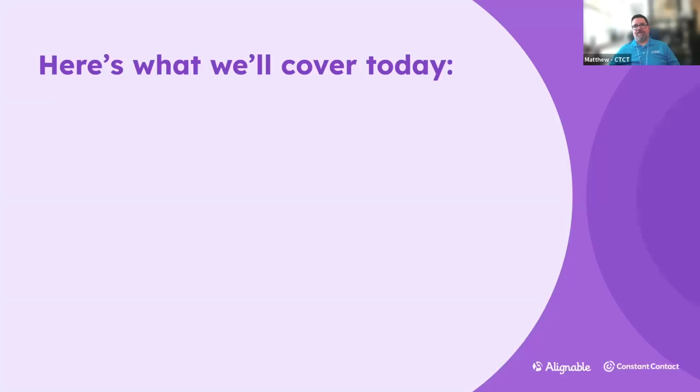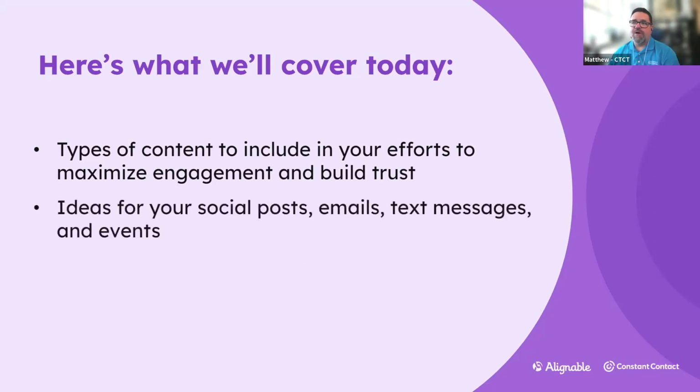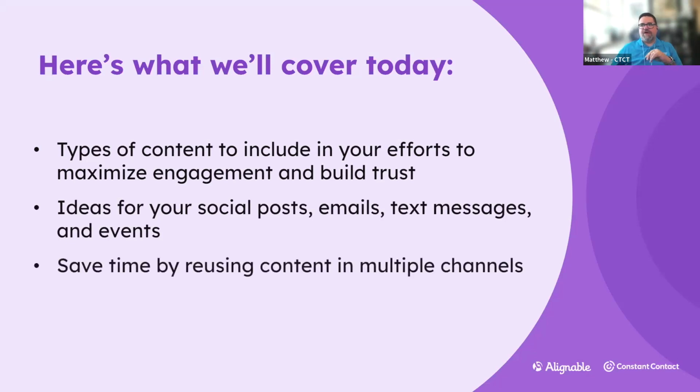Let's talk about what we're going to cover today. Now we're going to talk about the different kinds of content that you'd want to include in efforts to maximize engagement. We're going to want to inspire you with some ideas for your social posts, email, text messages, etc., and discover how we can save time by repurposing content in multiple channels. Again, channels are going to be email, social, text, etc.